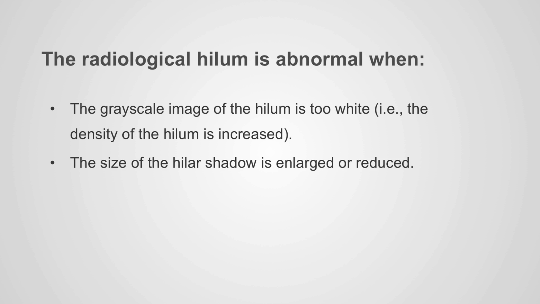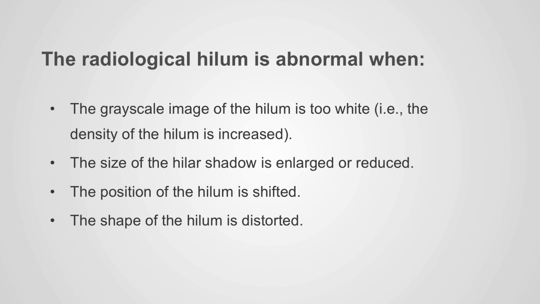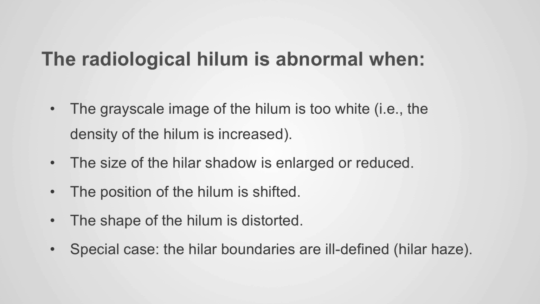The size of the hilar shadow is enlarged or reduced, and this can be unilateral or bilateral. The position of the hilum is shifted. The shape of the hilum is distorted. Or in special circumstances, the boundaries of the hilum are ill-defined, and this is called hilar haze.